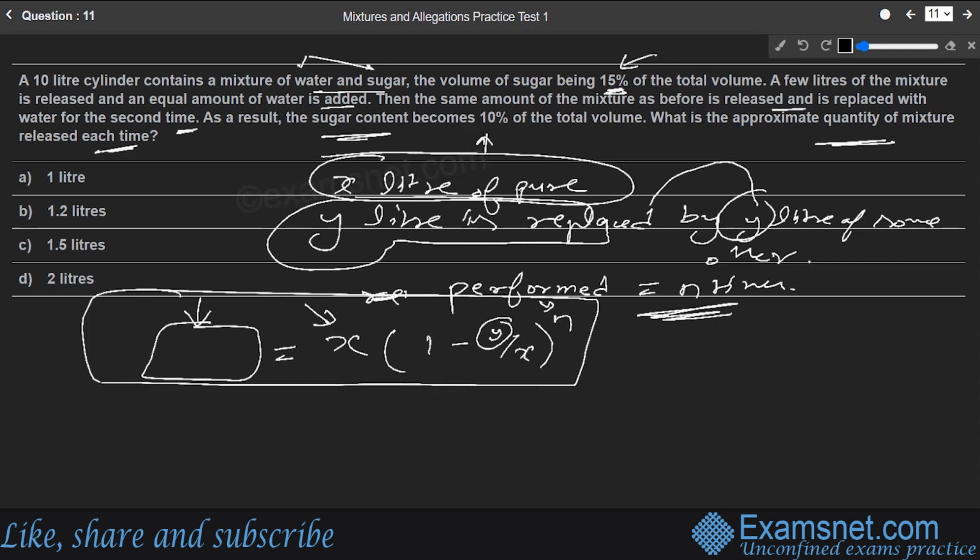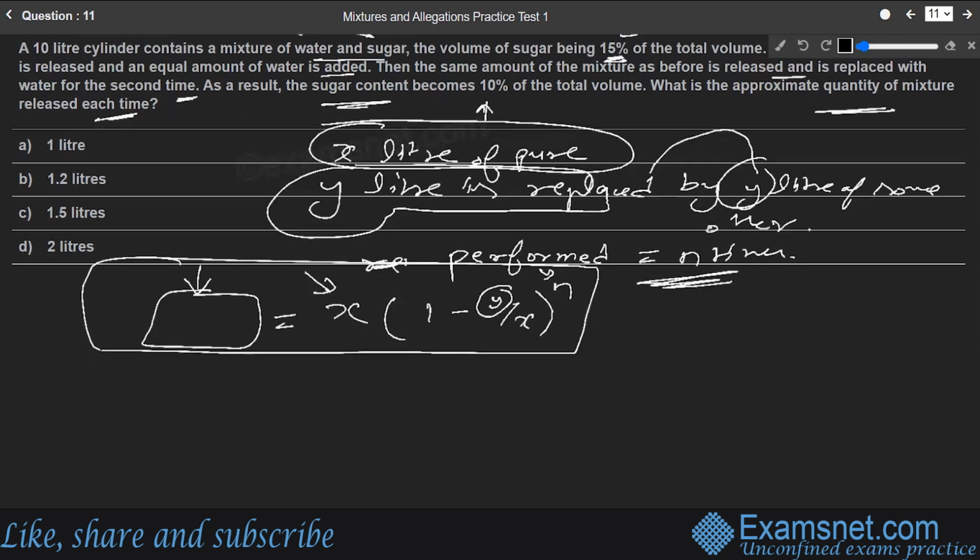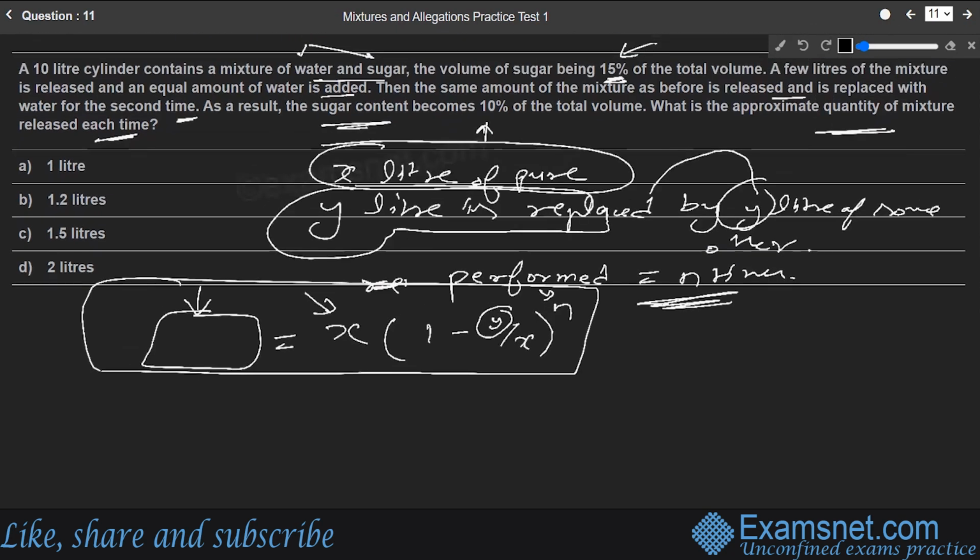We have a similar situation in which the amount of sugar in the cylinder is 1.5 liter. How can we find out? The sugar content is 15% of the total volume. Total volume is 10 liter. So the sugar content is nothing but 15% of the total volume, that is 10 liter itself, which is nothing but 1.5 liter. So 1.5 liter of sugar is available, that is the pure one.